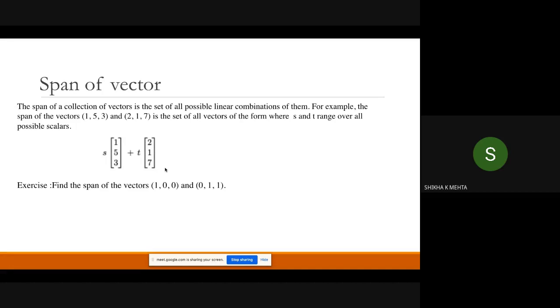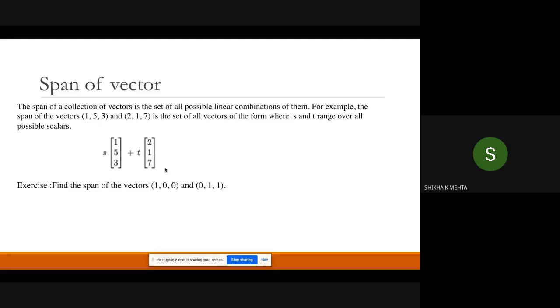So similarly, can you find the span of the vectors 1, 0, 0 and 0, 1, 1? What will be the span of the two vectors which are given? You just multiply these two vectors as shown above. Like we have two existing vectors, 1, 5, 3 and another vector 2, 1, 7, and we multiply them and get the linear combination. Computing the linear combination gives us the complete range or span of all the vectors.